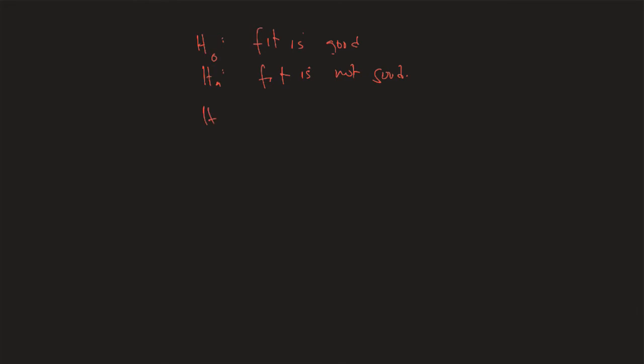If the fit is good, then it means that PA is equal to PB is equal to PC is equal to PD is equal to PE is equal to 20%. Right? Remember, all 5 categories are 20%. If the numbers were different, I would have to specify what it is for each one of them. But because they're all the same, I could write it like this.